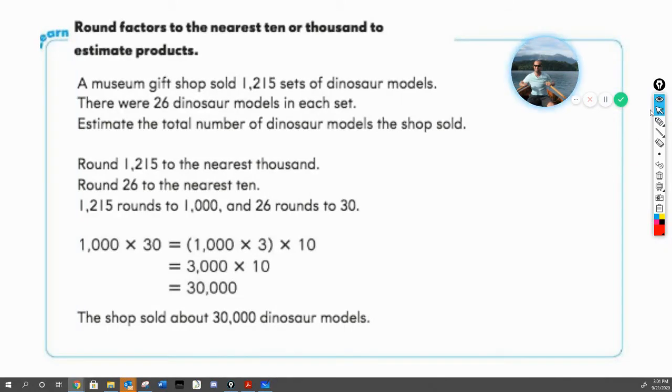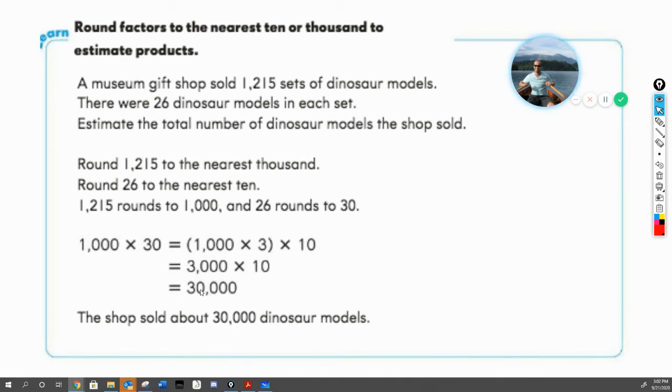Now you can do the same thing when you're rounding with thousands and tens as well. Not just hundreds of tens, but thousands and tens. Take a look and read through this problem. Okay, we're rounding in the end. When we do the math, we're going to round 1,215 to the nearest 1,000, 26 to the nearest 10. 1,000 times 30 gives me about 30,000.